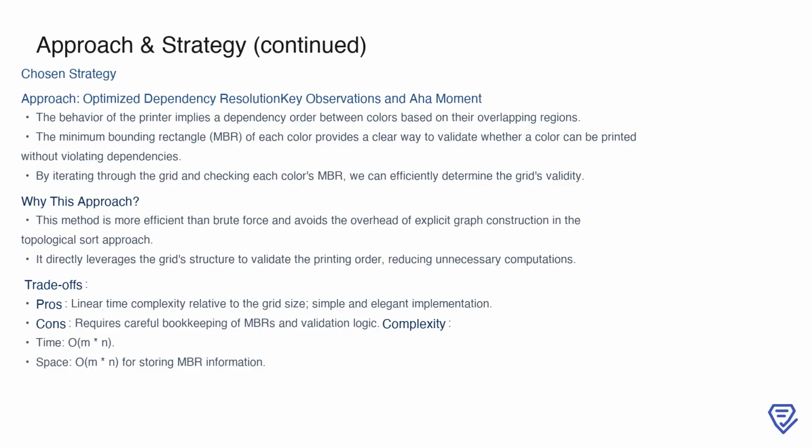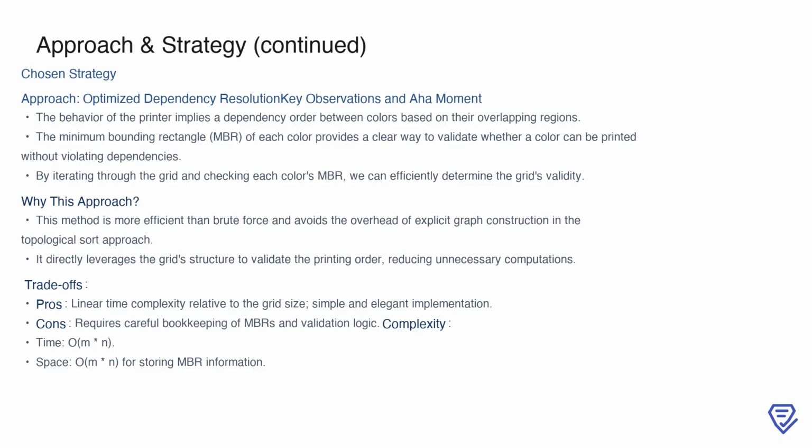Here, the key insight is to identify the minimum bounding rectangle, MBR, for each color K. The MBR is the smallest rectangle that can encompass all cells of a particular color. For the grid to be valid, all cells within this rectangle must either belong to the same color or to colors that are printed earlier in the sequence. By iterating through the grid, we validate each color's MBR to ensure that this condition is met.